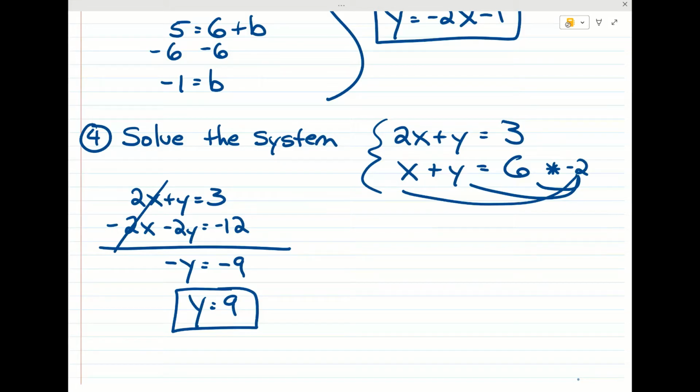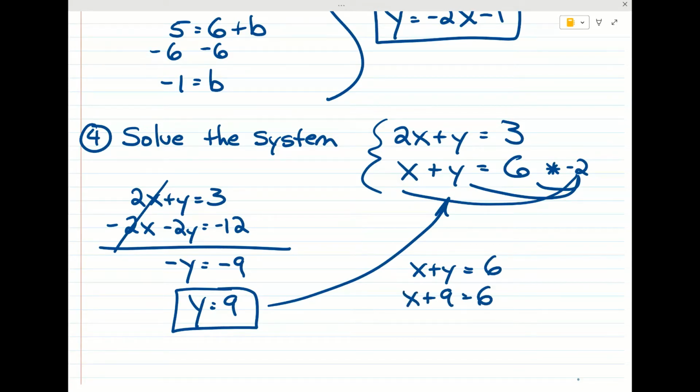Don't get too excited because that's half of the problem. The other half of the problem is we want to figure out what x is. So if y is 9 and x plus y is 6, that means x plus 9 is 6, so x would be -3. That's how you solve a system of equations.